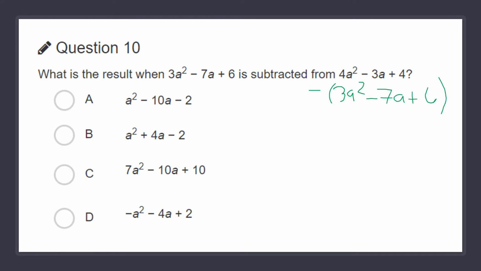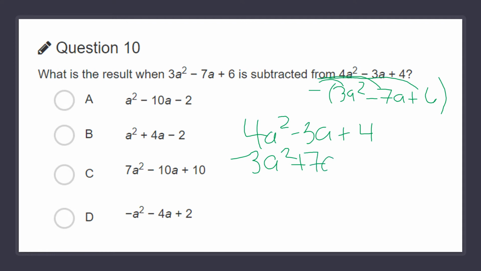With subtraction, we talked about the importance of making sure you distribute that negative to all of the terms behind it because you're subtracting each of those terms. So that's going to switch all of the signs. So what we're going to have here is the 4a squared minus 3a plus 4, and then we're going to subtract 3a squared. We're going to subtract a negative 7a, which is going to become positive 7a, and then we're going to subtract a positive 6, which is going to become negative 6.